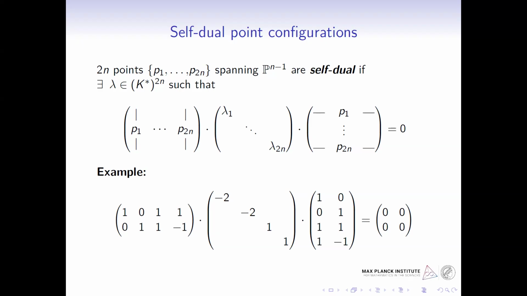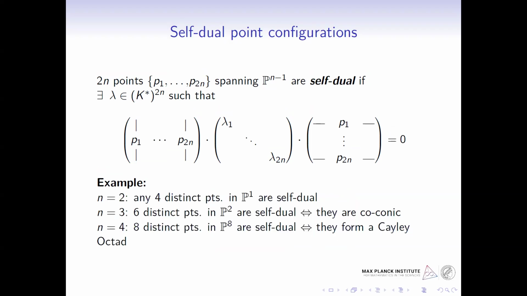If that were true in higher dimensions as well, it would be pretty boring or pretty interesting, depending on your point of view. But it's not true in general. So for n equal 2, any 4 distinct points in P1 are self-dual. But when we go higher up, for n equal 3, so we have 6 points in the plane, they're self-dual whenever they lie on a conic. Okay, so these have to be co-conic. And 8 distinct points in P3 are self-dual when they form what's called a Cayley octet. So there is some geometry behind these self-duality conditions.